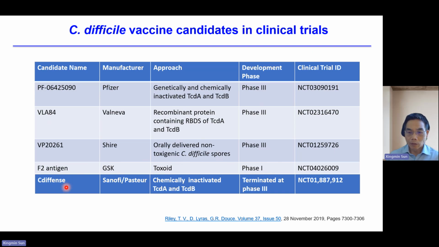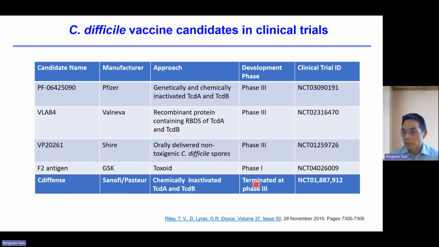The fifth one is called C. difficile vaccine from Sanofi. This vaccine candidate includes toxin A and toxin B chemically inactivated by formalin. Unfortunately, after clinical trial 3, this product was announced non-successful. It was terminated and didn't meet the goals.